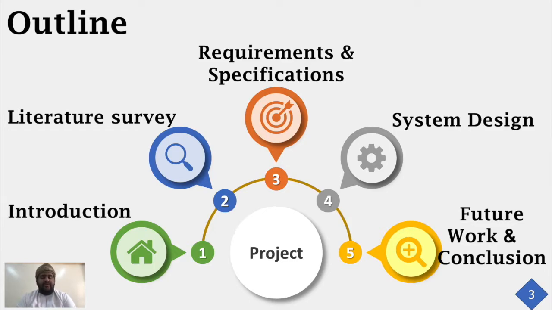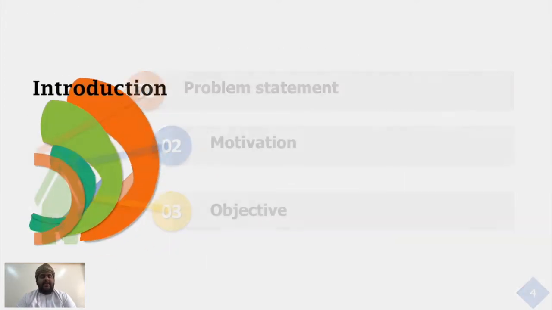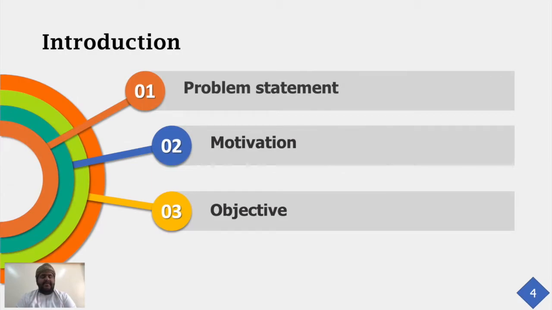I will talk about the introduction and literature survey. Al Sariri Yusuf will talk about requirements and specification and part of system design, and Ahmed will continue with that. The introduction section is divided to 3 sections: problem statement, motivation, and objective.